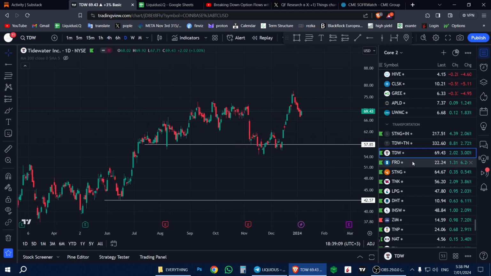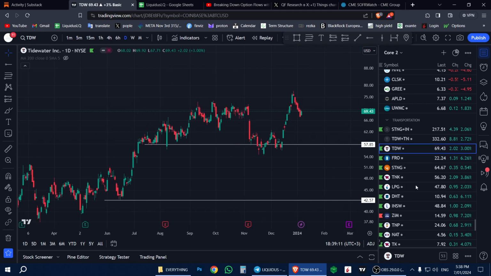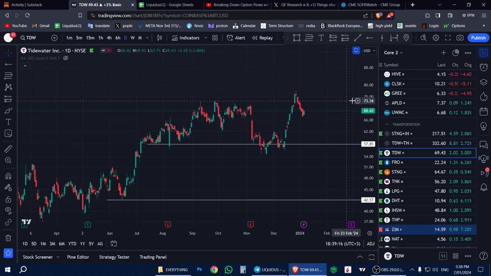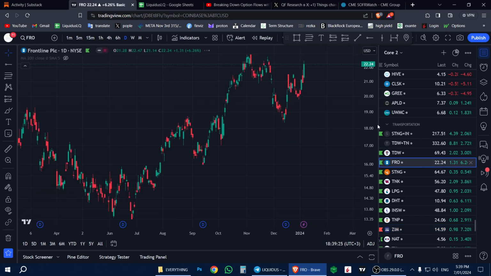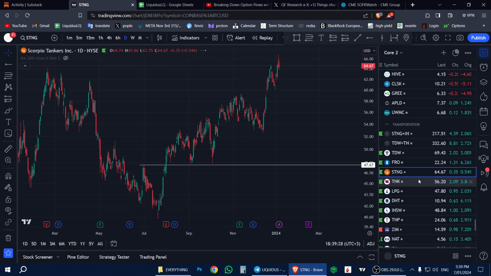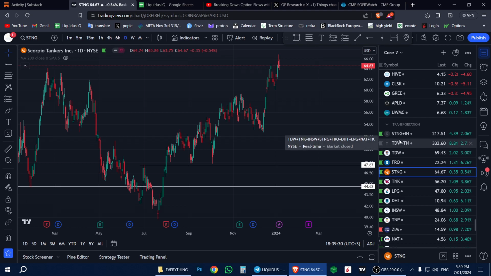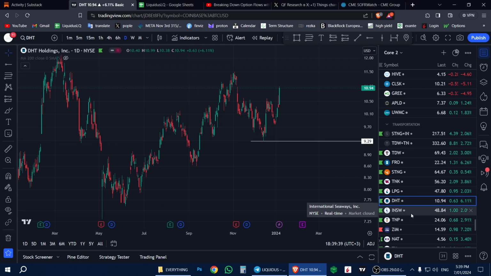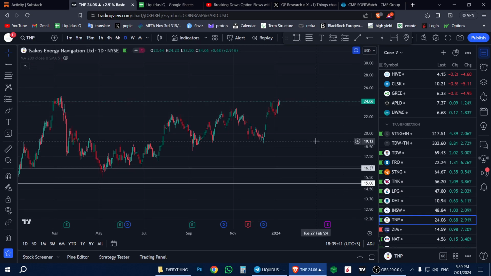TDW once again, all of these names just above the ZIM. Let me write those down so I don't forget them. TDW, FRO, I have FRO now, FRO, DHT and TNP.